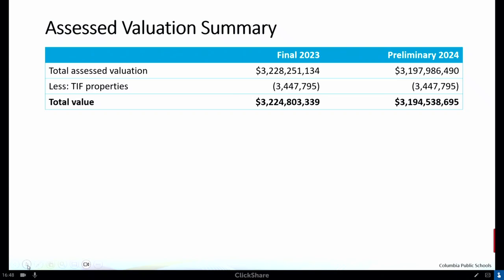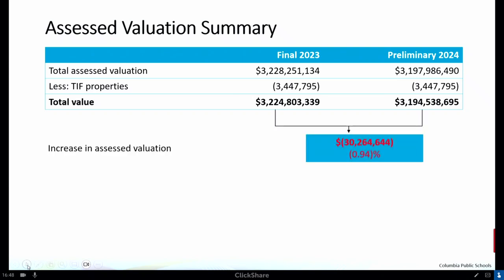And so our preliminary for calendar year 2024 that we just received is, you can see, less than that at $3,197,000,000. And so you can see then that is an increase or actual decrease in our assessed valuation. So that's why I put it in red in parentheses there. It's almost a 1% decrease in our assessed valuation between last year and this year.